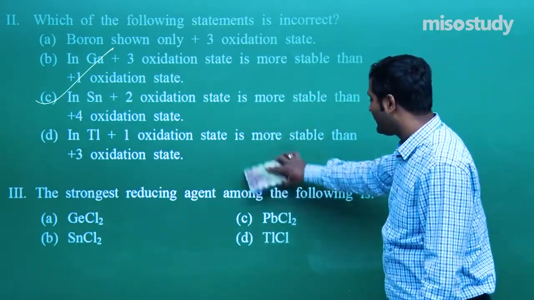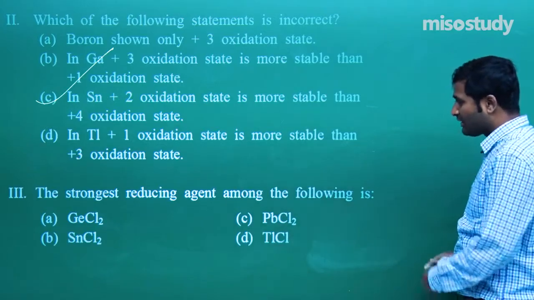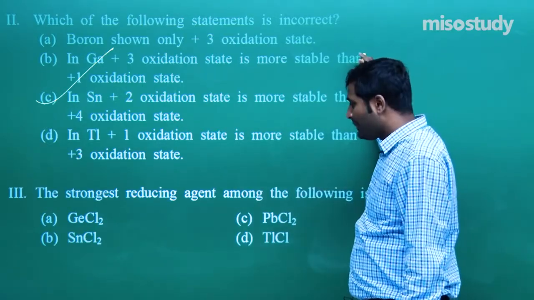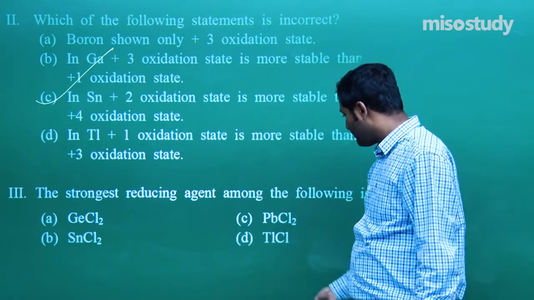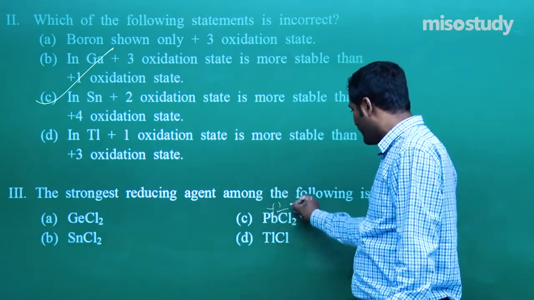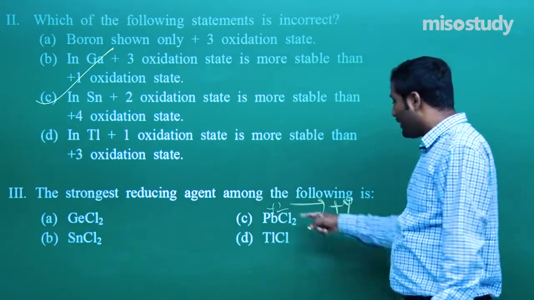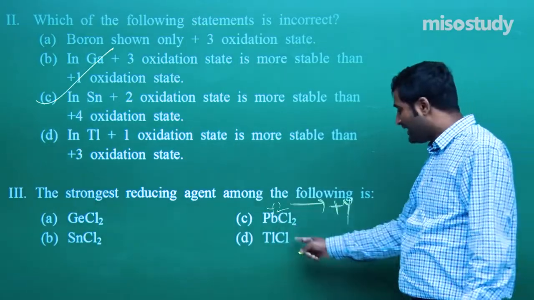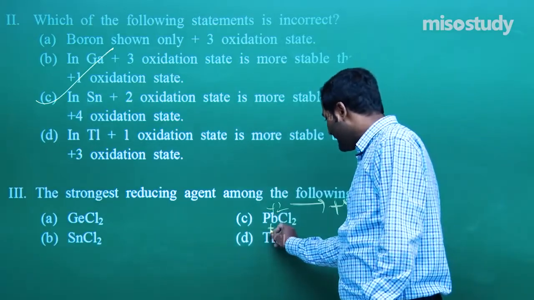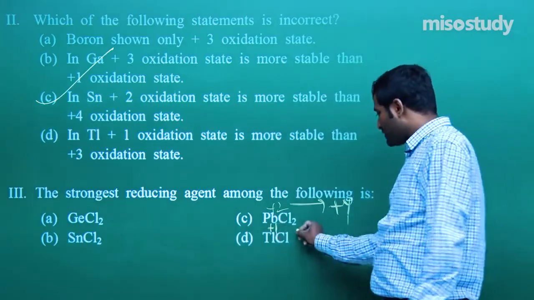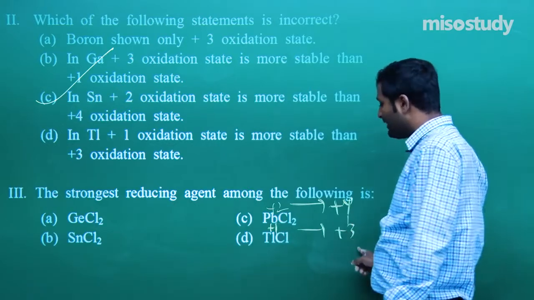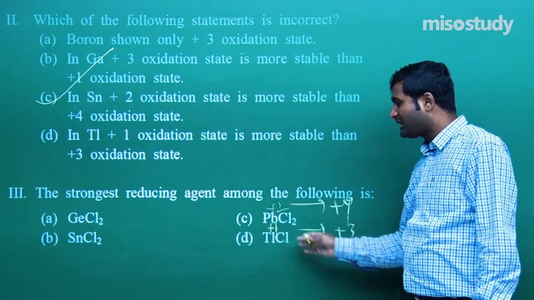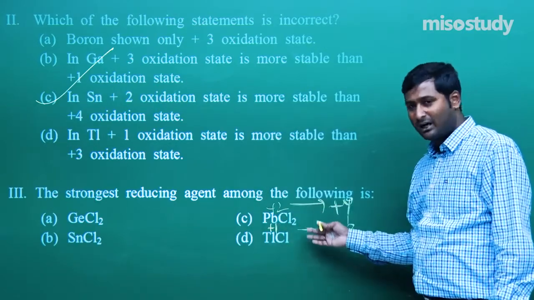The strongest reducing agent. Look at what is the strongest reducing agent. What is a reducing agent? Definitely it increases its oxidation state. If I talk about PbCl2, +2 oxidation state, it will not convert to +4 because +2 is more stable than +4 in the case of Pb. TlCl, as we know, Tl has oxidation states +1 and +3, and +1 is more stable than +3. So no oxidation takes place, that is, it will not act as a reducing agent.